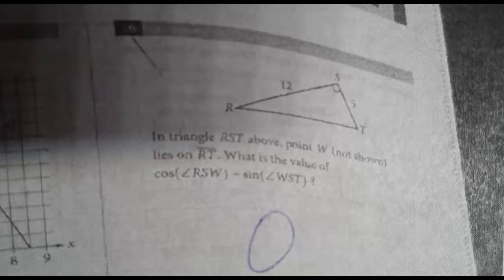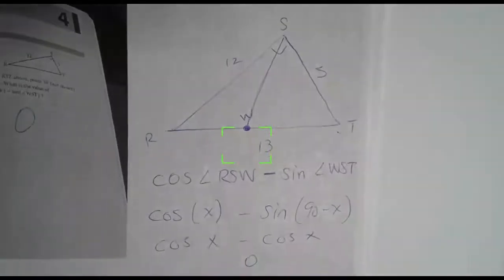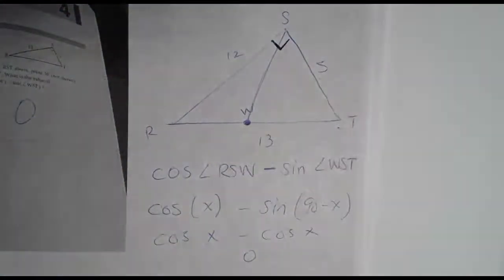All right, this next one. In triangle RST above, point W, which is not shown, lies on RT. So it can be anywhere. So what is the value of the cosine of angle RSW minus the sine of angle WST? So I've already got this picture drawn right beside it, so I really don't even need to do it again here. And quite frankly, one thing that might be a distractor is that if you have a right triangle and you see 5 and 12, the unknown side is 13.